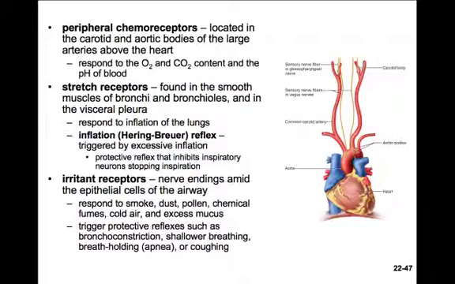There are also nerve endings amid the epithelial cells of the airway. They're irritant receptors. They respond to smoke, dust, pollen, chemicals, fumes, cold air, and excess mucus. And they trigger protective reflexes such as bronchoconstriction, shallower breathing, breath holding, or coughing.